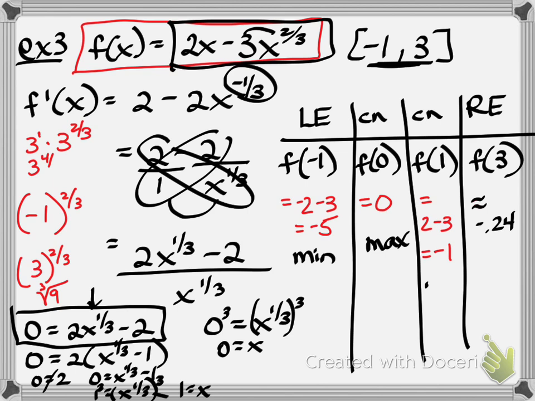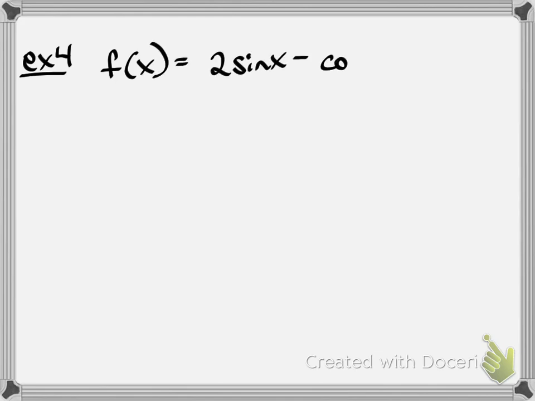All right, we have one more. It's a trig function: 2 sine x minus cosine 2x. And our interval is 0 to 2 pi.